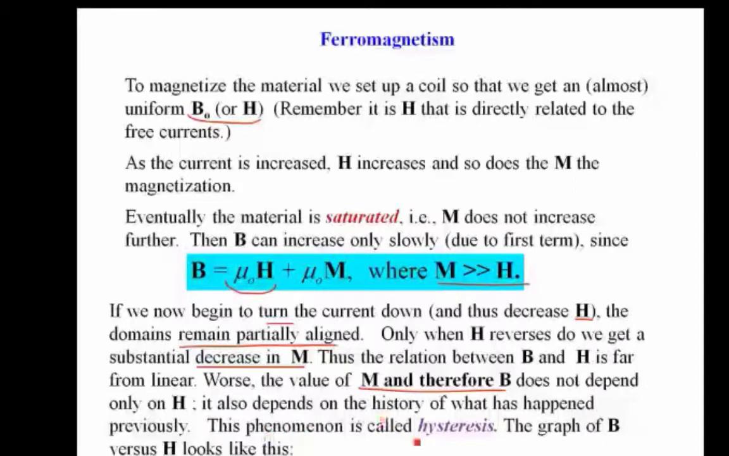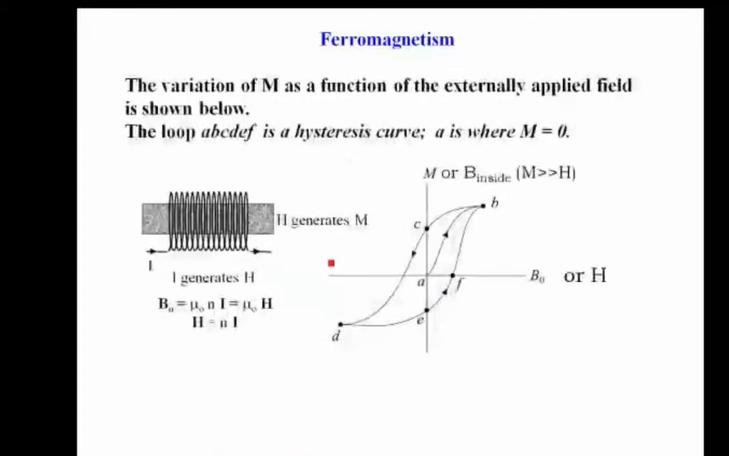This phenomenon is called hysteresis, and so if we now plot the B inside versus the applied H, it might look like this. So here we have the magnetic material. We place it in a solenoid, say, and we put current through the solenoid. You can change I and therefore change H.